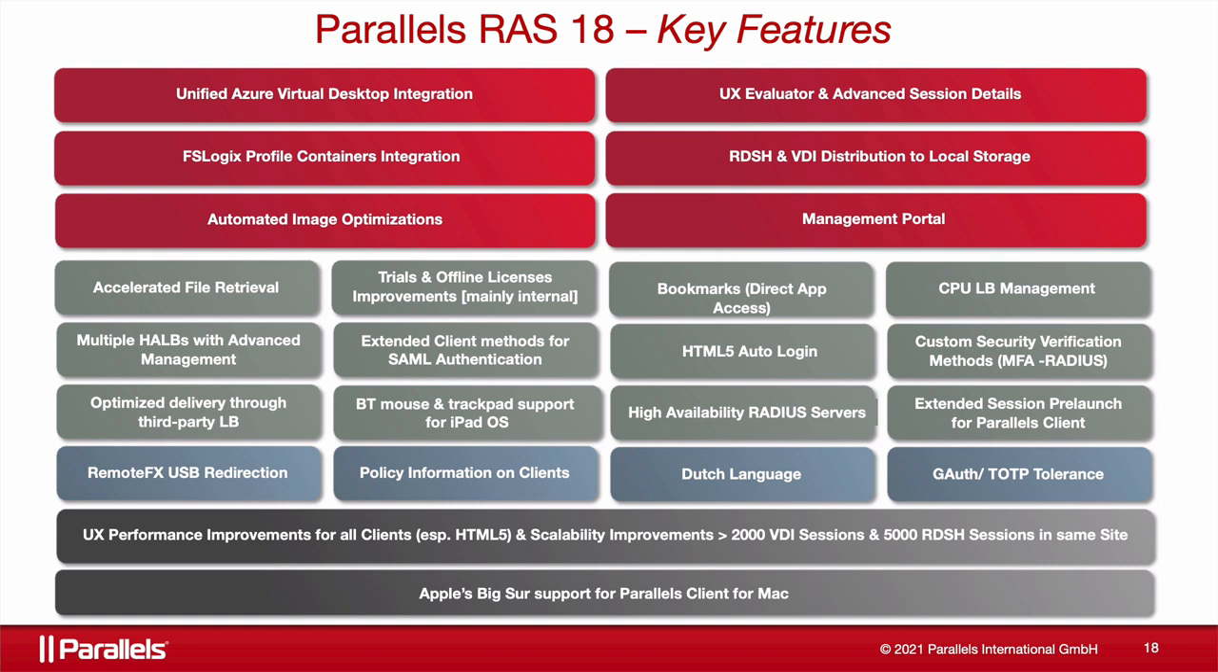And then here's also a big list of the features in version 18.1 that were improved, that you can go through. As you read through this, if you're not sure what some of these are, like multiple HALBs with advanced management, what does that mean? Well, a HALB is our high availability load balancer. It's a virtual appliance. It does load balancing. It's included in the solution, so it doesn't cost extra, but it's a virtual appliance, so it's a separate download.